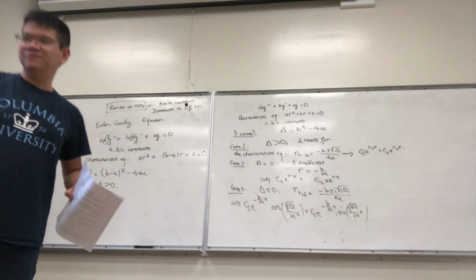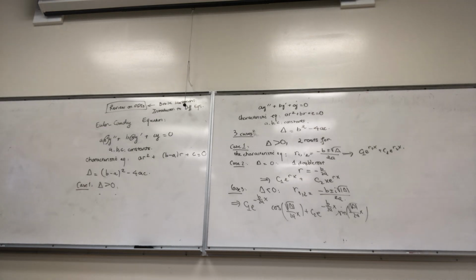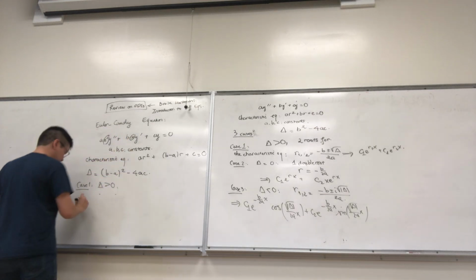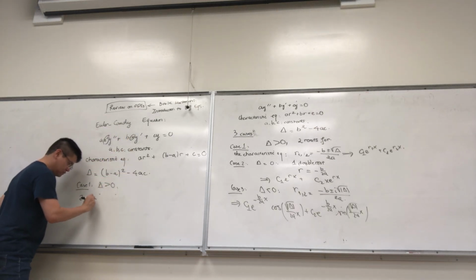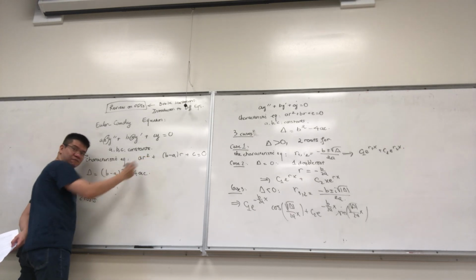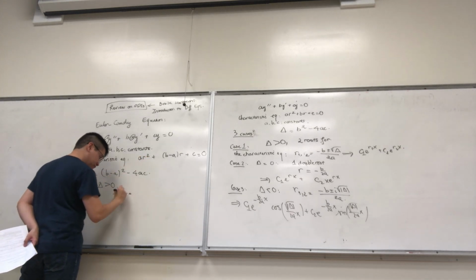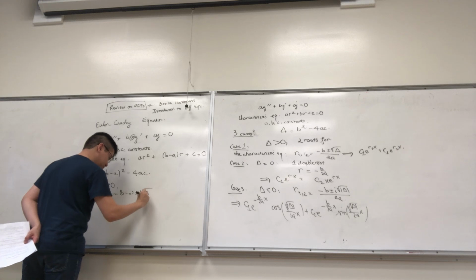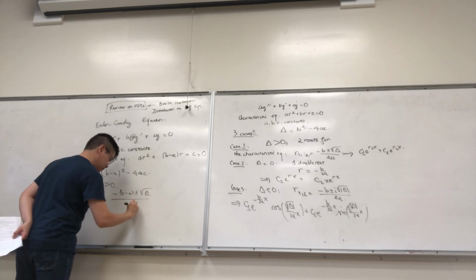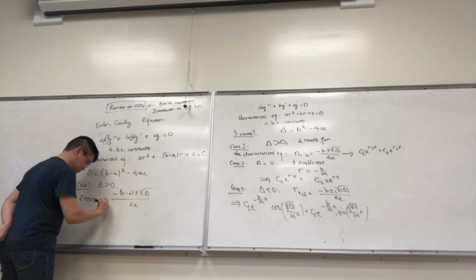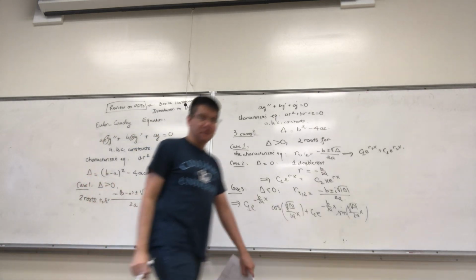So in this case, you also have two roots, but you don't have just minus b. You have minus b plus or minus square root of delta over 2a, and these are R1 and R2.